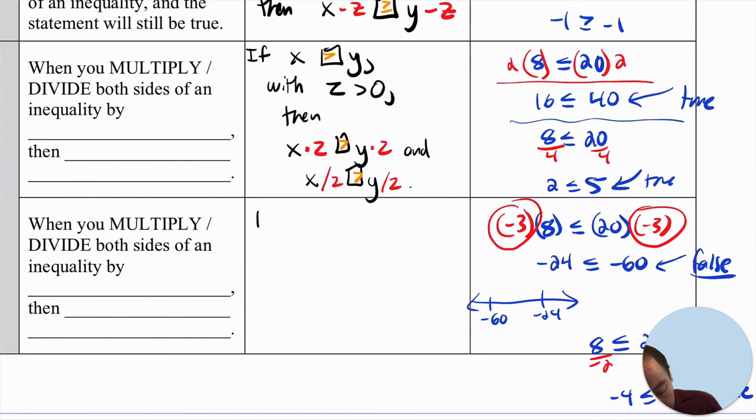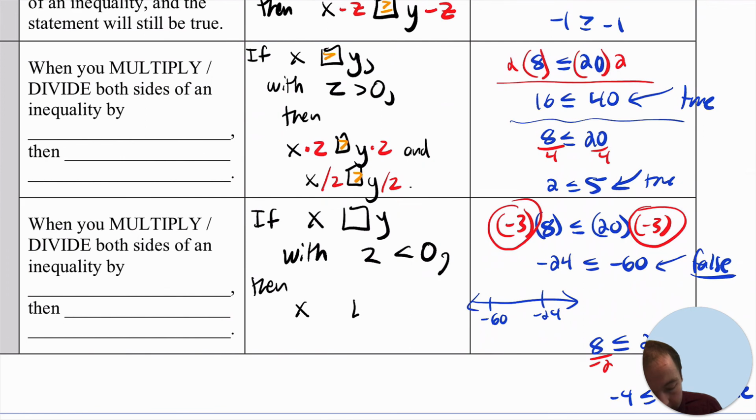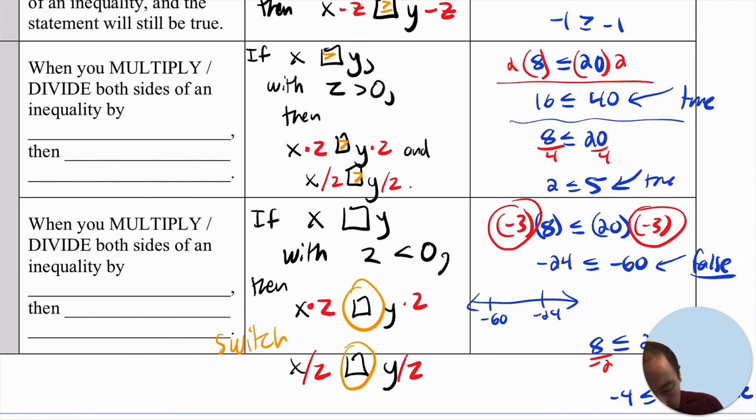But otherwise, if we have some comparison between x and y, and we use a negative number, so z is less than 0, then when we multiply by that z on both sides, or divide by that z on both sides, these are going to have to switch directions. If this originally was a less than or equal to, then these are going to have to become greater than or equal to. It's going to be really relevant for us as we take a look at solving inequalities next.